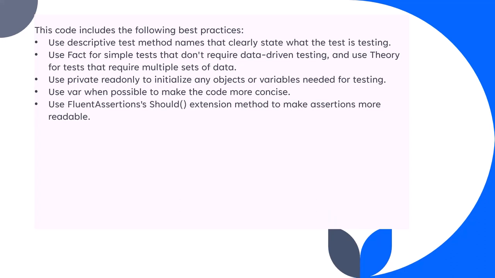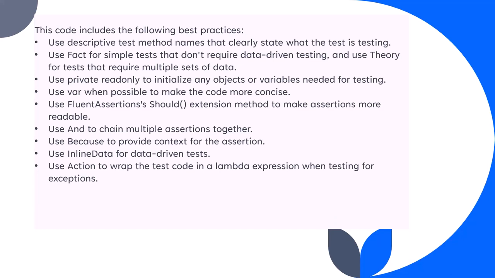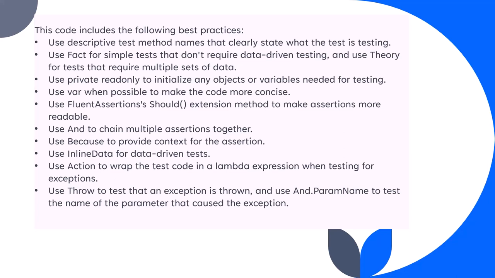Use And to chain multiple assertions together. Use Because to provide context for the assertion. Use InlineData for data-driven tests. Use Action to wrap the test code in a lambda expression when testing for exceptions. Use Throw to test that an exception is thrown and use And.ParamName to test the name of the parameter that caused the exception. So that's all.